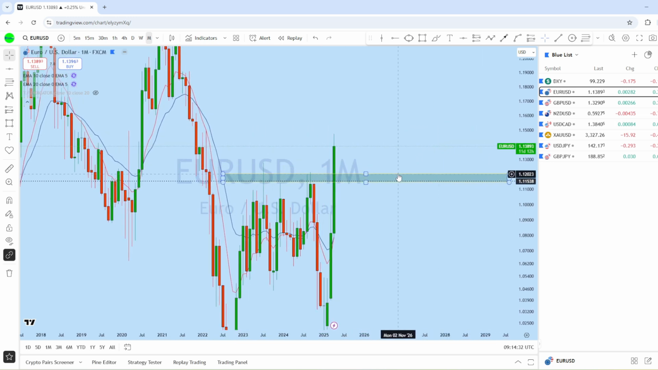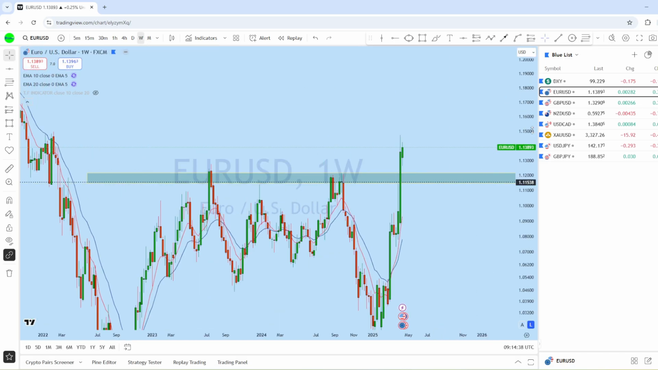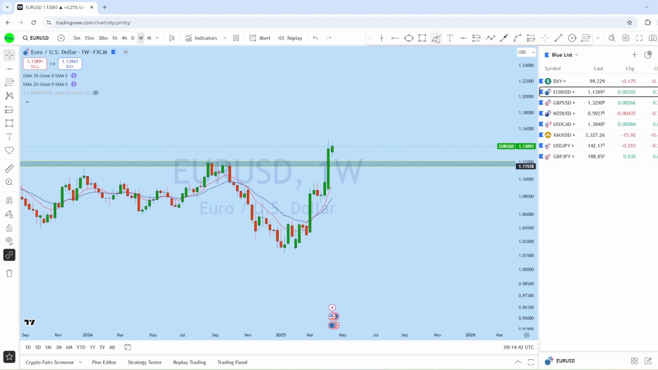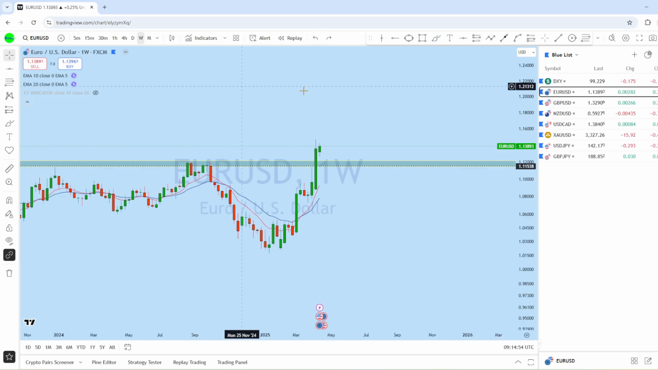So looking at the lower time frame from the weekly, here is the weekly price action, and what we can see is there was a sideways movement, a series of higher low formation, followed by a big impulse on the weekly, then a pullback, and it is in another bullish impulsive phase here from the weekly on euro dollar.